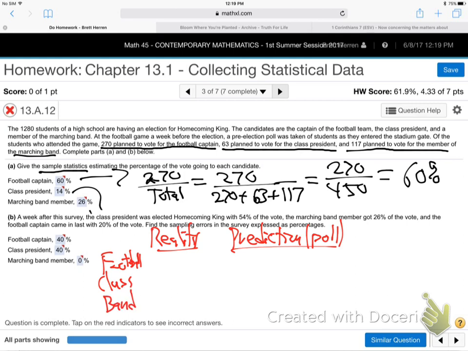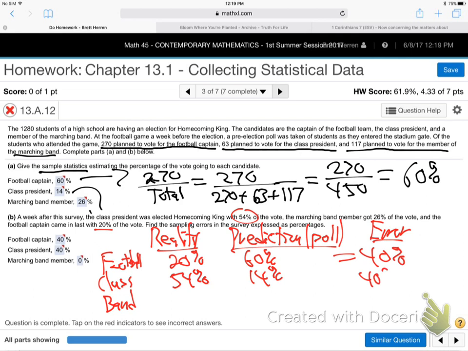For the football captain, the reality was what? Oh, 20%? And the prediction was he'd get 60. So subtract that, the error, that's a 40% error, right? That's bad, bad polling. Class president, the reality was 54%. The prediction was only 14. That also is a 40% error. For the band member, I think they got it. Yeah, 26, 26. They had the band member right on the money. No error there. 0% error. So that's how I'm coming up with those error percentages. We good there?